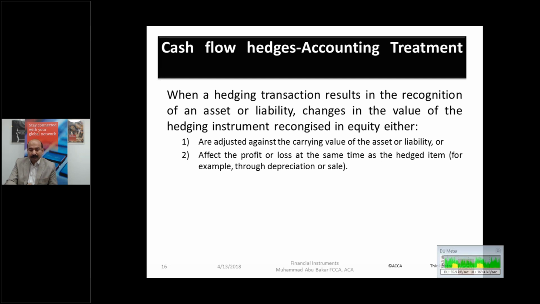Write the pop-up question, please. Yes. Hedging an unrecognized firm commitment is a fair value hedge. Yes or no?